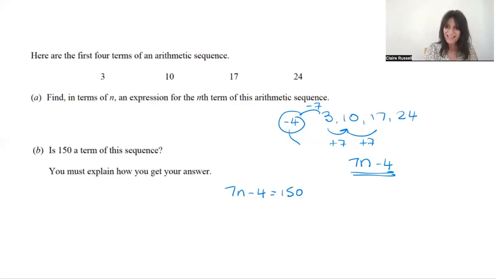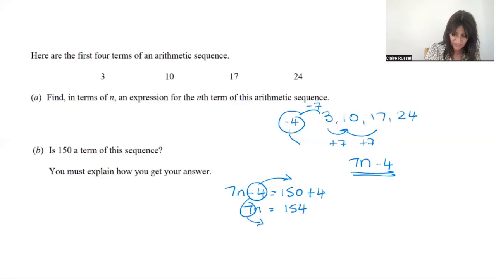If I want to know what n is, I need to get it on its own. So I'm going to hop the -4. It's going to land as +4. And I've got 7n equals 154. I'm going to bring the times 7 and divide by 7. Okay, it's non-calculator. So I'm going to have to go into bus shelter to check this.